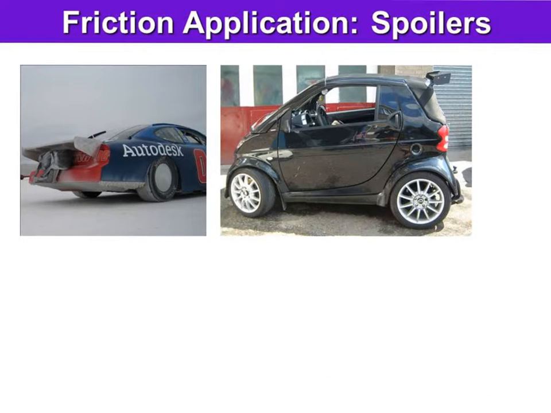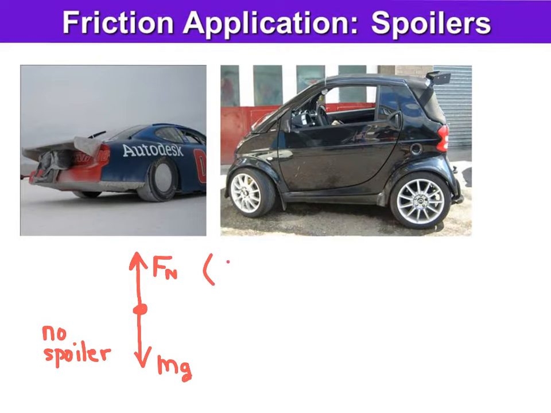Let's think about an application of friction. On a car, you have a certain amount of gravity, mg. Under ordinary circumstances, your normal force is going to be exactly equal and opposite to gravity. There may actually be some lift on the car which reduces this, so with no spoiler, we get a certain amount of friction. And keep in mind, the static friction which enables the traction of the car is going to be equal to mu s times Fn. So the more normal force we have, the more friction we have, the better the car is able to obtain traction.